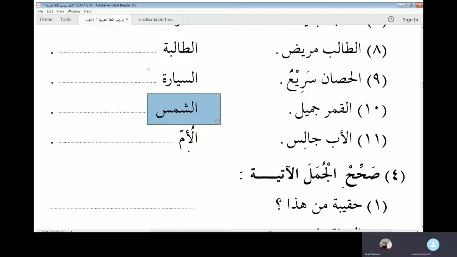I was thinking moon is female, shams is male, because of lunar letters and solar letters. So here it's the opposite. Yes, it is the opposite.